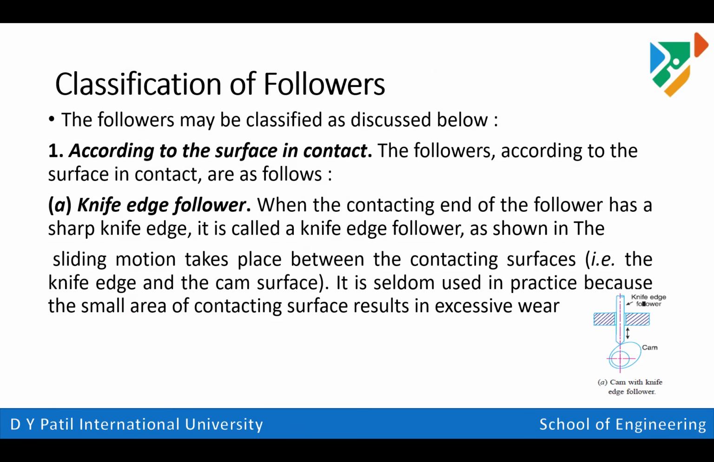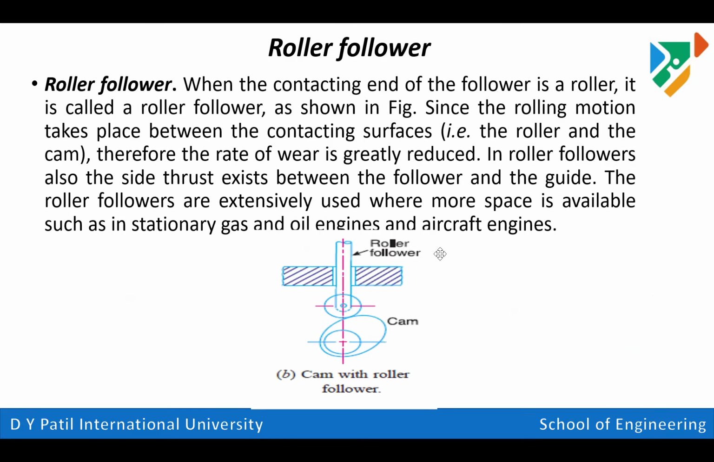Now, based on the type of contact in the mechanism, according to the surface in contact, we can use a knife edge follower. For instant motion transmission, we can use the knife edge follower arrangement. Then for smooth motion transmission, we can use the roller follower arrangement, like in engine mechanisms, in aircraft engines, where we have rolling motion between cam and follower.